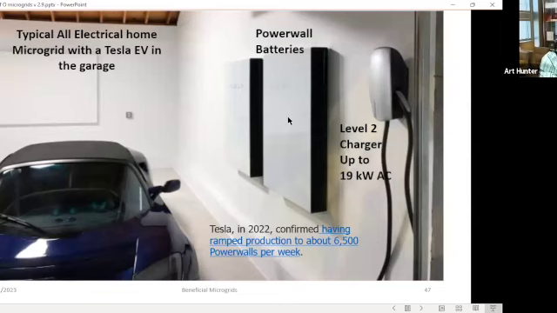Here's a typical all-electric home, and it's got Powerwall batteries, 2 of them, level 2 charger, which is good for up to 19 kilowatts AC. And Tesla early in 22 ramped up production of these Powerwall batteries to about 6,500 per week. And so they're really getting distributed now.